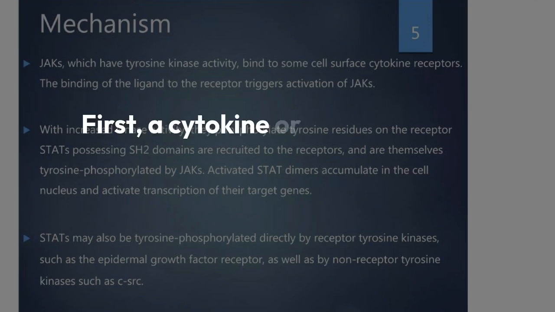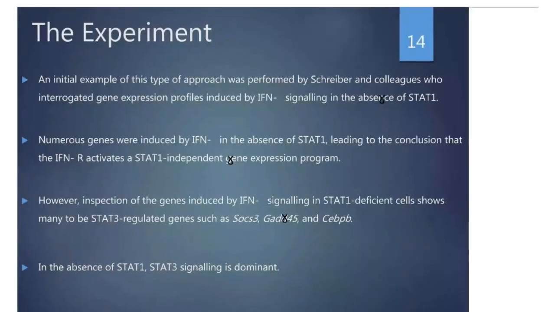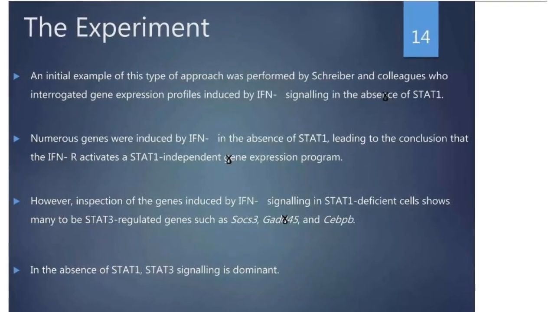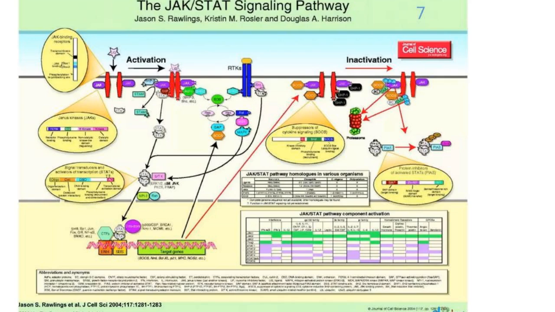First, a cytokine or growth factor binds to a specific cell surface receptor. This binding causes the receptor to dimerize, meaning it pairs up with another receptor of the same kind. This dimerization is the initial step that sets off the entire signaling cascade.